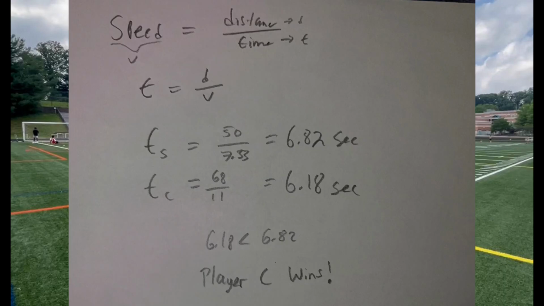To find which player gets to the ball first, all we have to use is the speed equals distance over time equation and plug in values to find the time. Player S gets to the ball in 6.82 seconds, and player C gets to the ball in only 6.18 seconds, so player C wins.